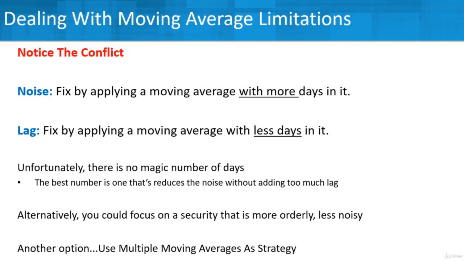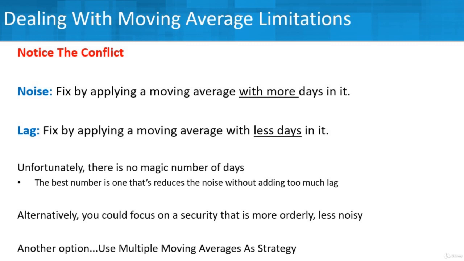You have noise and lag, right? Noise you fix by applying a moving average with more days in it, and lag you fix by applying a moving average with fewer days in it. So you kind of have to play around with it, especially as you learn certain securities, what might work best for that particular security. But you can see there's a yin and yang here. By giving up one, you're getting more of another. So unfortunately, there's no magic number of days, right? I wish there was a magic number.